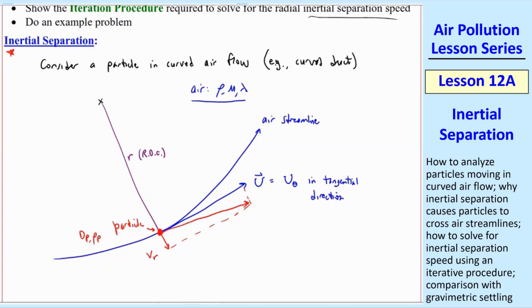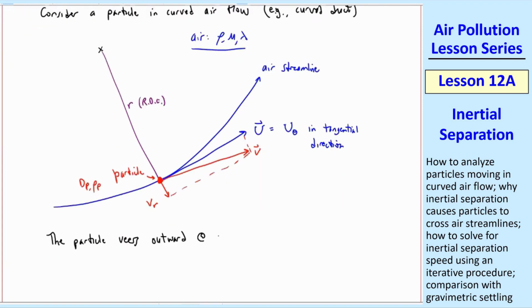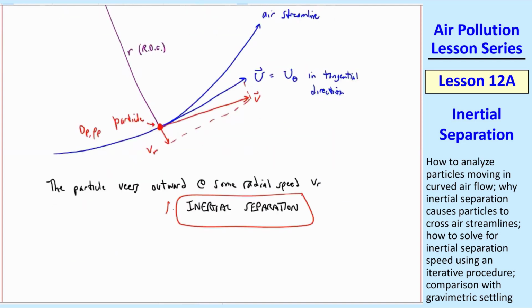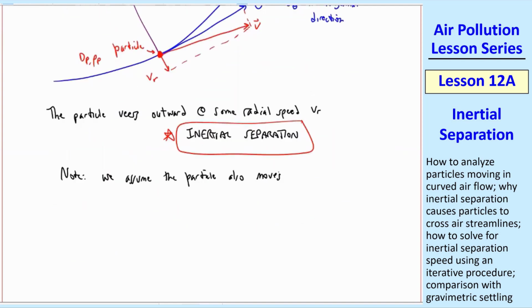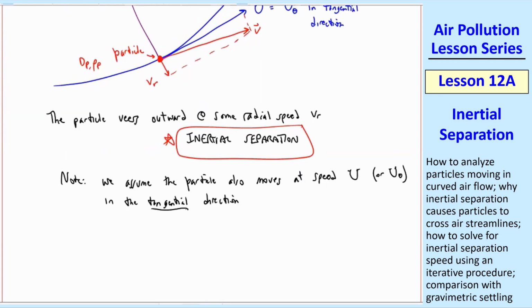And if we complete the parallelogram, in other words, add the vectors, we see that v moves to the outside of the air streamline. In other words, the particle veers outward at some radial speed vr. This is what we call inertial separation. Note that we assume the particle also moves at speed u or u theta in the tangential direction, as I've sketched.